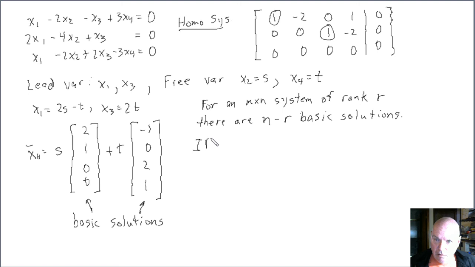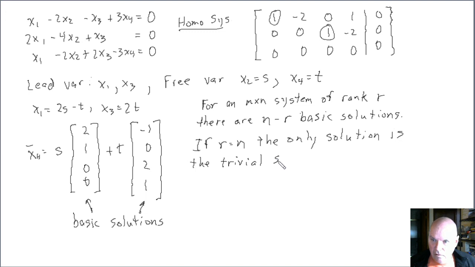If R is equal to n, and that's sometimes called a full rank system, the only solution is the trivial solution. Okay, there are 0 basic solutions in that case. So we looked at an example here where there were 2 basic solutions. It was 4 variables, the system of rank 2, so there are 2 basic solutions.